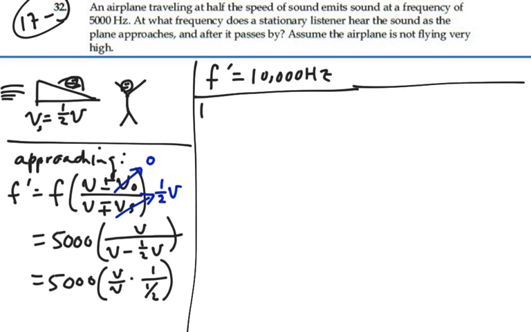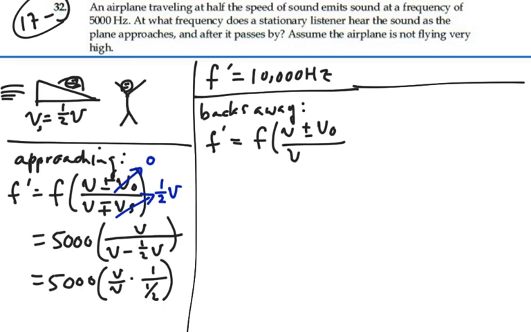Okay, if it's backing away, what do we have? The observed frequency in this case is equal to actual frequency, velocity of sound, plus or minus velocity of the observer, over velocity minus or plus velocity of the source. In this case, the observer is still stationary. Velocity of the source is still 1/2 the velocity of sound.